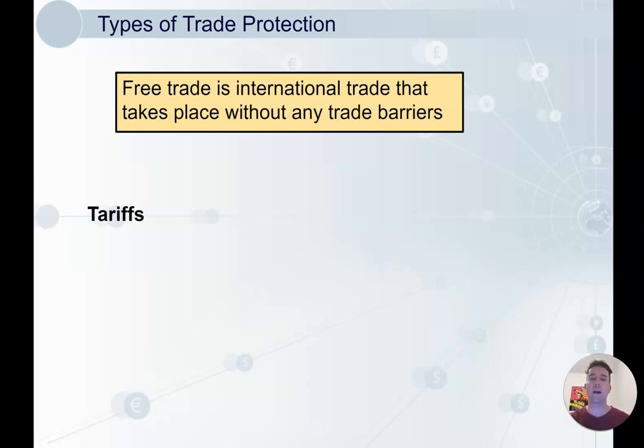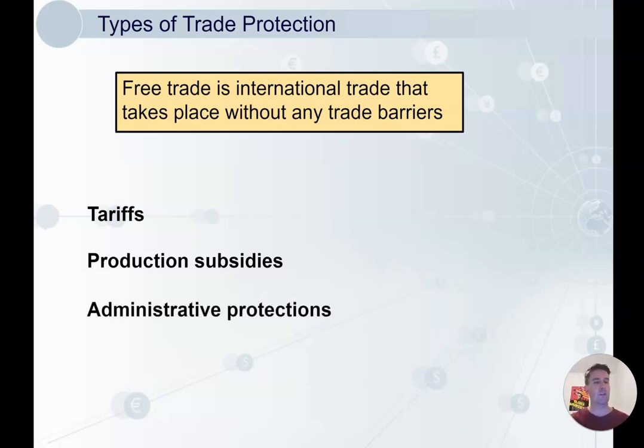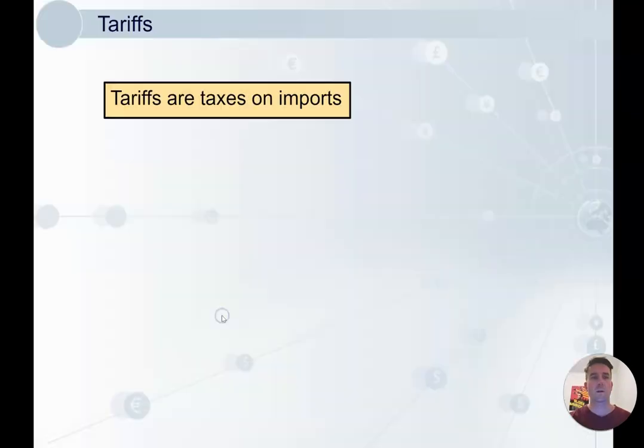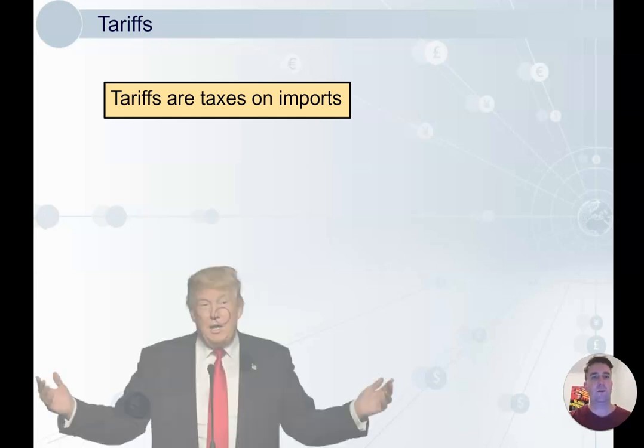So one is tariffs. These are a tax on imports. Production subsidies, so they subsidize their local industries to protect them from the competition so they can still be competitive. And we've also got some administrative protection. So these are the ones we're going to be looking through. Tariffs, taxes on imports. Simple.